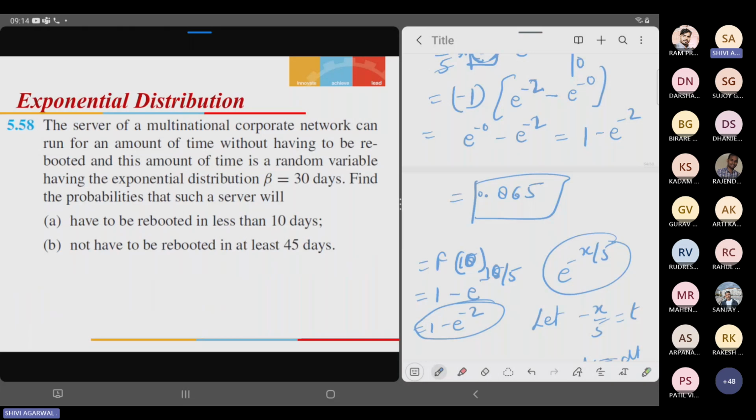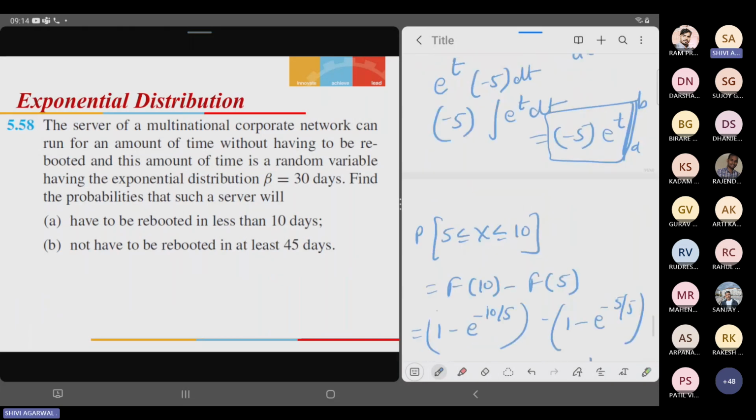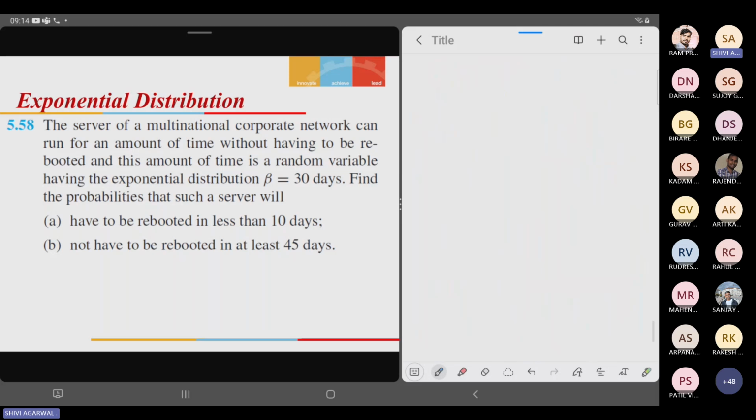One more question. Try to solve it. Again I am giving the hint. A server of a multinational corporate network can run for an amount of time without having to be rebooted. Okay. So the time is a random variable having the exponential distribution with beta equal to 30 days.